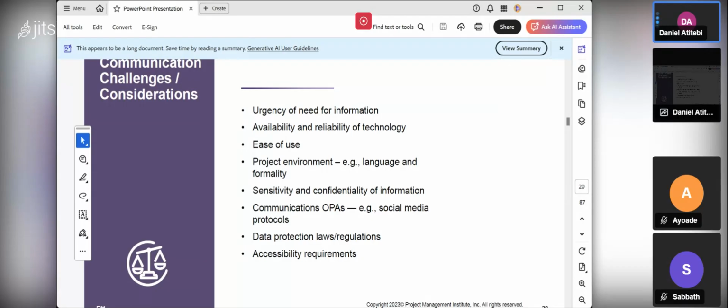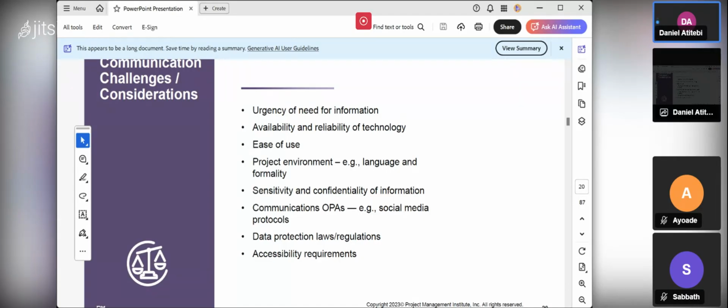You can see sensitivity and the confidentiality of the information. There are some technologies that are not well secured. So if it's not well secure, what do you do? You have to get a kind of technology that can help you to secure the information, especially sensitive information that you are trying to pass across to your team member, confidentiality. So when the information needs to be secured, you need a kind of technology that is well secured so that third parties don't have access to that information.